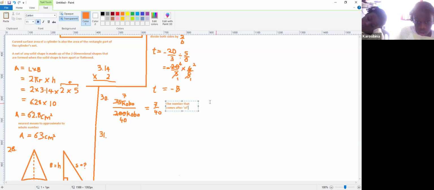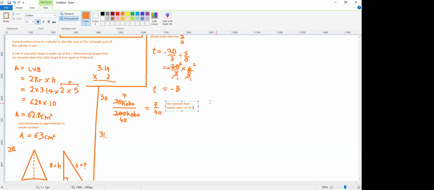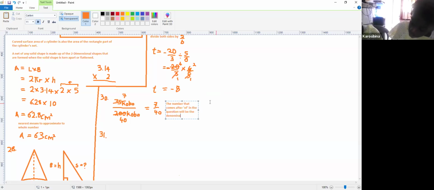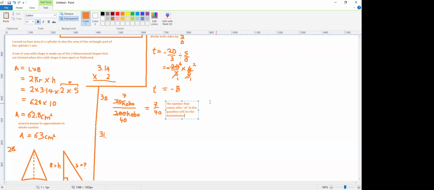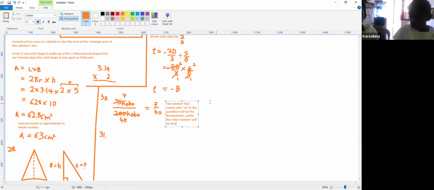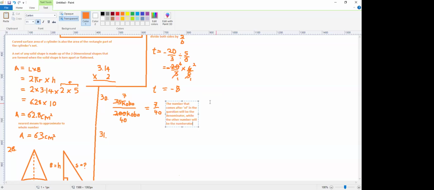The number that comes after OF in the question will be the denominator, while the other number will be the numerator.